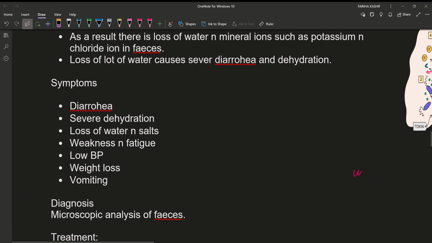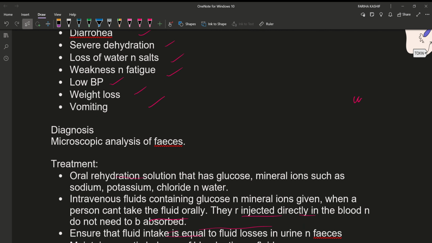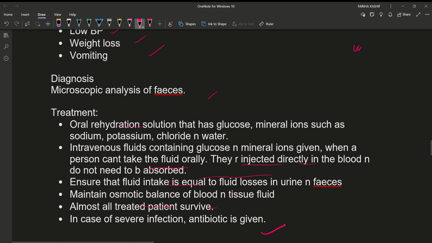Now, what are the symptoms of cholera? Diarrhea, severe dehydration, loss of water and salts, weakness and fatigue, low blood pressure, weight loss, and vomiting. Diagnosis: microscopic analysis of feces. And what is the treatment? Oral rehydration solution that has glucose, mineral ions such as sodium, potassium, chloride, and water.